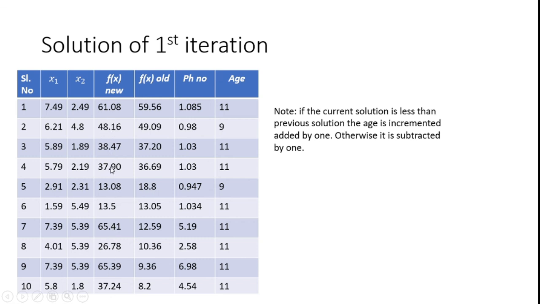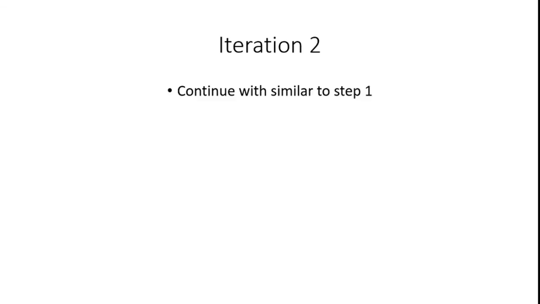Here a lot of values are available. 65.41 is the maximum value from iteration 1. So the best, maximized f of x is 65.41 and the corresponding input parameters are 7.39 and 5.39. Likewise, I got the solution result. Then I move to the next iteration, because I consider 5 iterations.